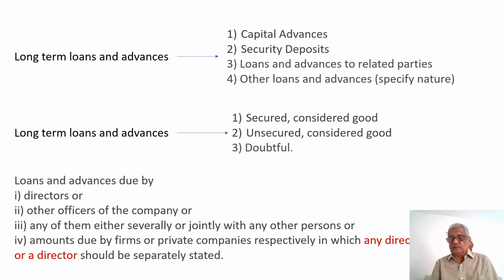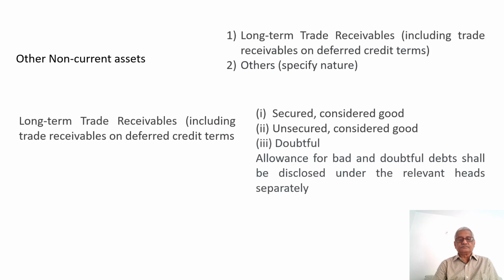This classification is a new addition in the Companies Act 2013. Then comes another item, other non-current assets. The other non-current assets are long-term trade receivables, including trade receivables on deferred credit terms. Say for example, I have executed a bulk order and sold the goods to a company, and the company is asking for time of say 18 months to make payment. So naturally it is a long-term trade receivable.